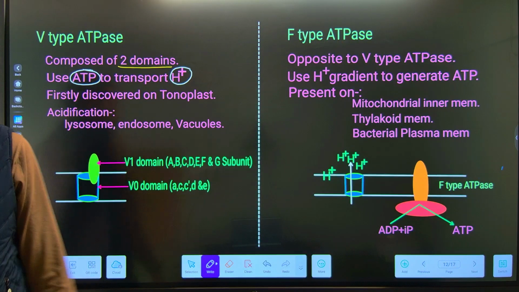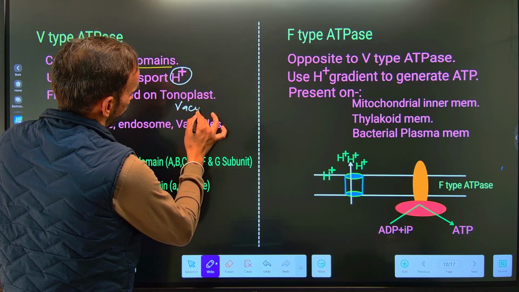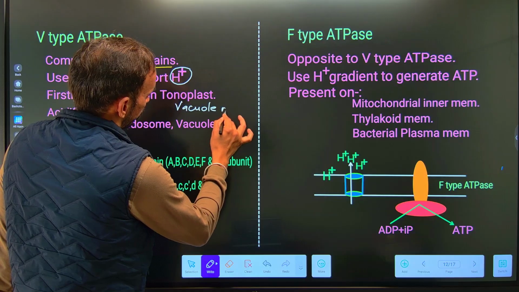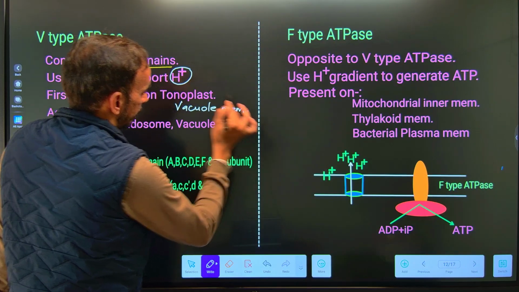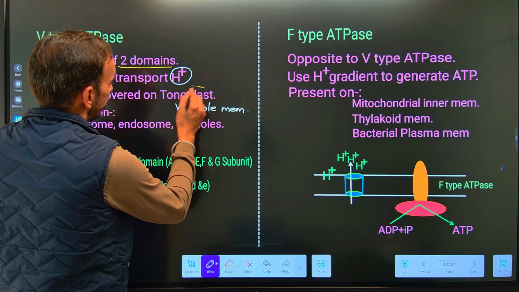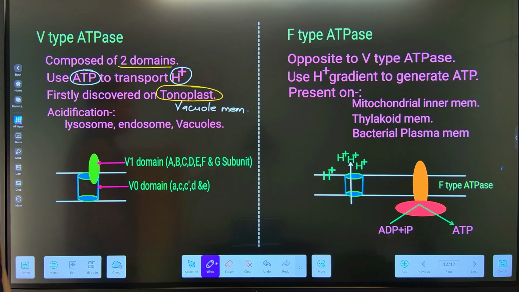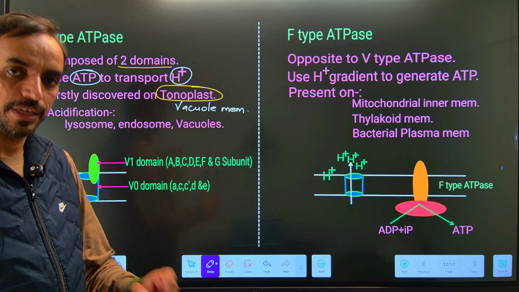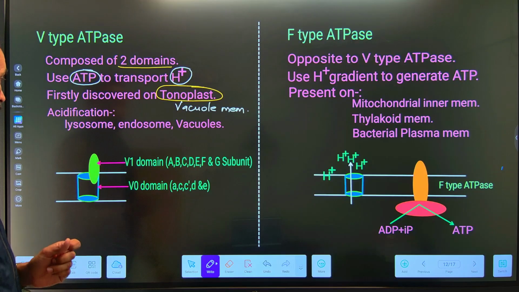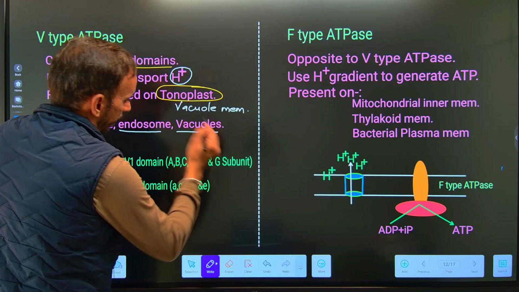Now they were firstly discovered on the membrane of the vacuole. Firstly discovered on the vacuolar membrane, that is why we call it the V-type pump, and the vacuolar membrane is called the tonoplast. So they were firstly discovered on the tonoplast membrane. The major function of these V-type ATPases is to carry out the acidification within the lysosome, endosome and vacuoles.